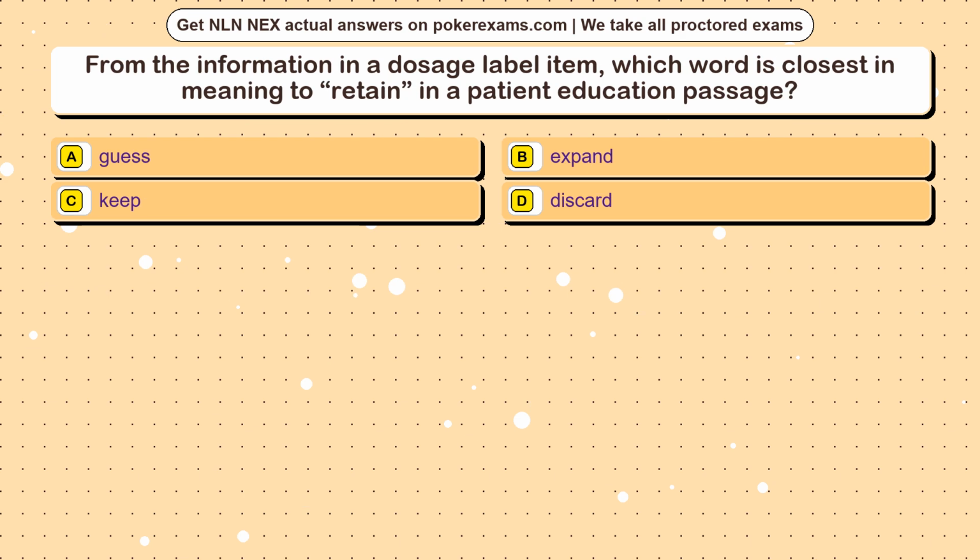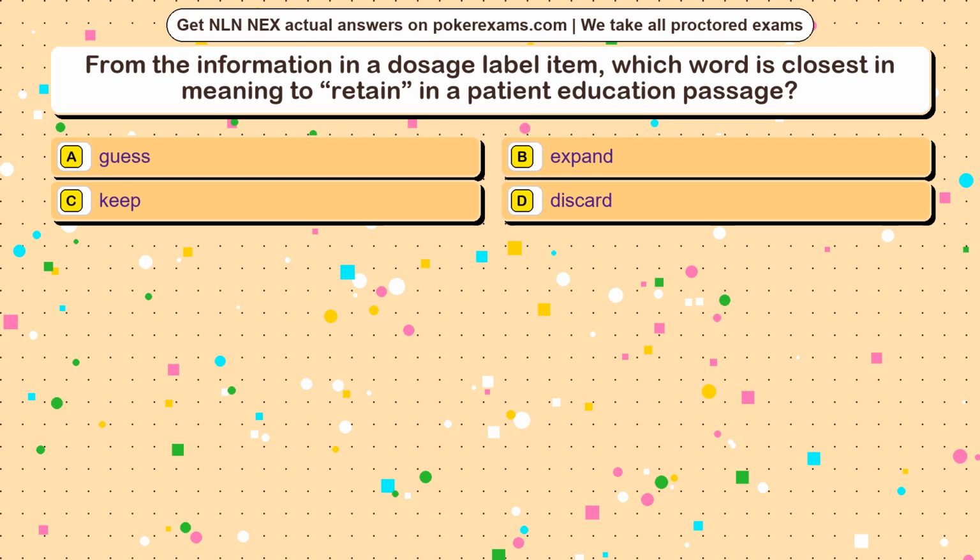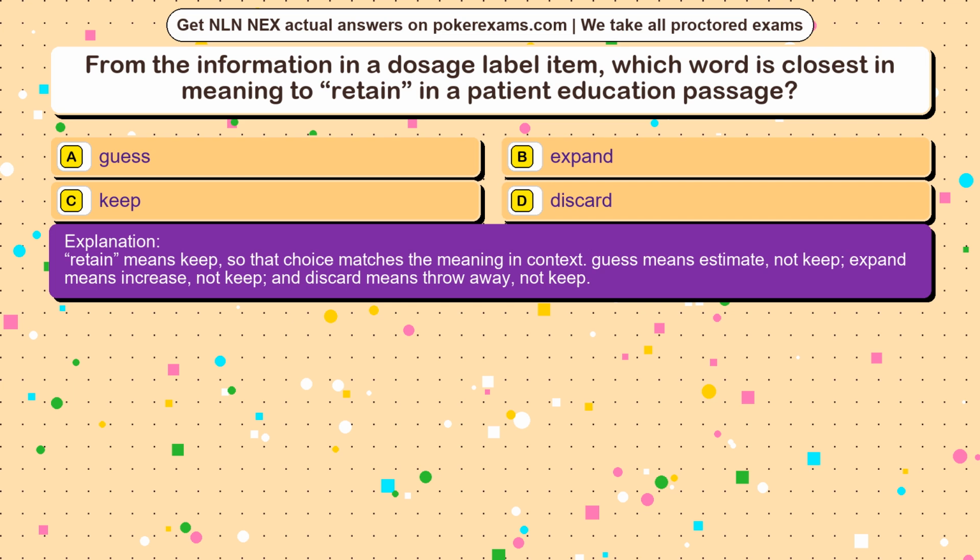Question 22. From the information in a dosage label item, which word is closest in meaning to retain in a patient education passage? Option A, guess. Option B, expand. Option C, keep. Option D, discard. The correct answer is option. Retain means keep, so that choice matches the meaning in context. Guess means estimate, not keep. Expand means increase, not keep. And discard means throw away, not keep.